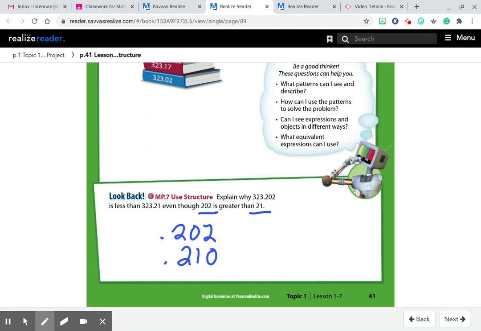So we have to remember we're comparing place value. The first value has a 2 in the tenths, and the second value has a 1 in the hundredths, and the first value has a 0. So we have to make sure we line them up in place value and annex a 0 whenever possible to be able to compare decimals.